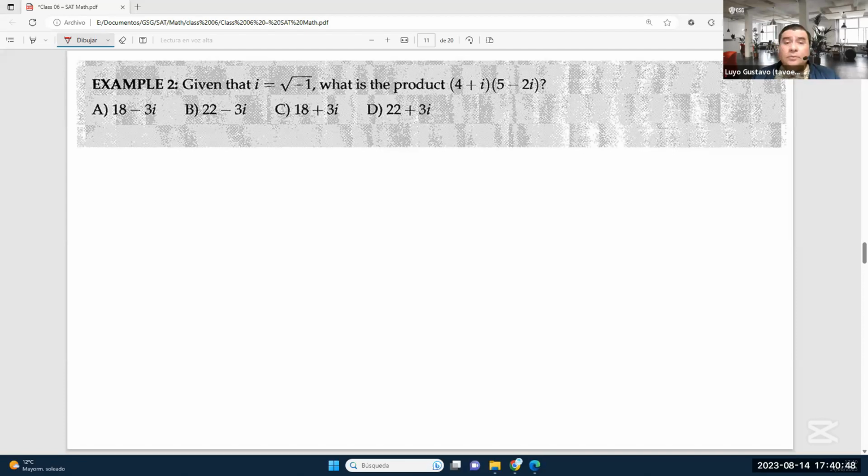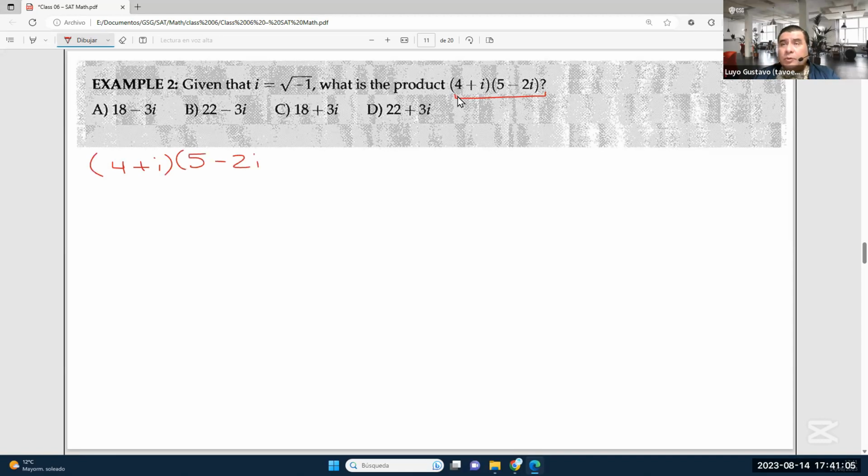Okay, very good response, Luciana. How do we do this? Take a look. Multiply 4 times 5. Okay, let's rewrite this. 4 times 5, 20. 4 times -2i, -8i. I times 5, that is 5i. I times -2i, it would be -2i squared. So you reduce this, it's -3i.